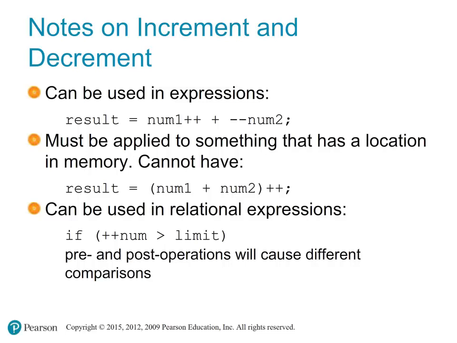Using pre or post increment or decrement will have different results in comparison. For example, if num++ > limit is different from ++num > limit. For this one, it does the comparison first, then increases num by 1.